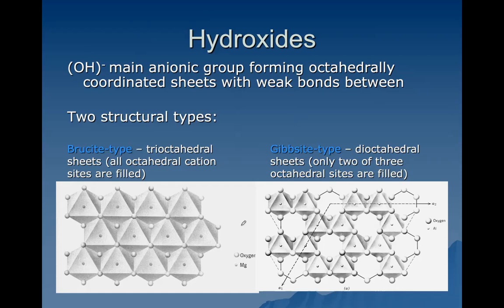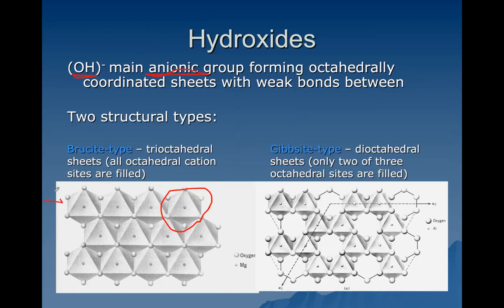Right, hydroxides. The other group is hydroxides. So hydroxides, you know, they contain the OH group, the hydroxyl group, right? That is the main anionic group in this type of minerals. They form octahedrally coordinated sheets, right? So what are octahedrally coordinated sheets? Octahedron, you know, I think, right? This one unit is an octahedron.